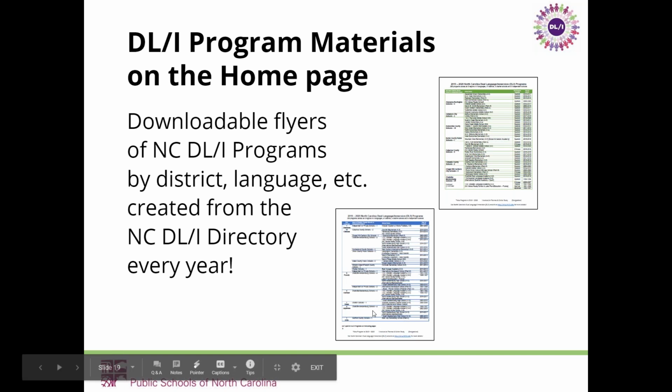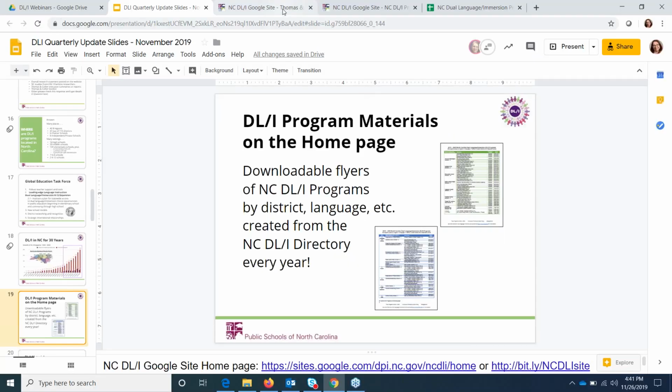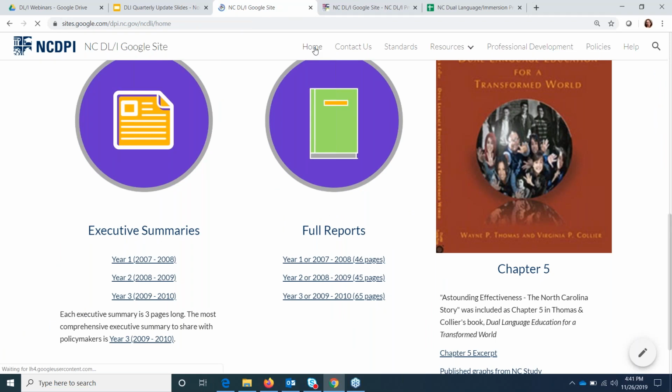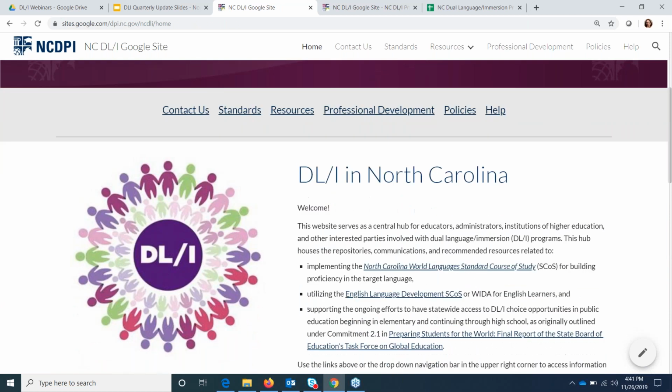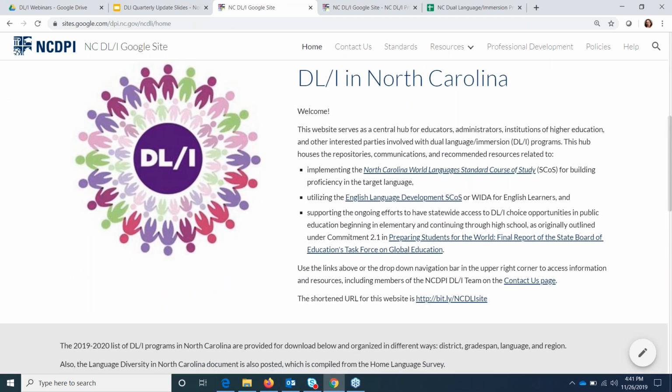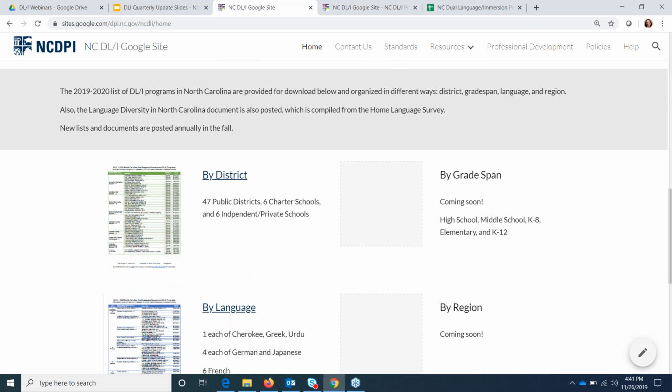So we're going to go out to the website and take a look at that. We're going to go directly out to the website, the main landing page, the home page. And if you've ever been on here before, you know that there's an overview of what DLI programs are. And as you scroll down, one of the first things you come to is our list of DLI programs for the school year. These lists and documents are updated and posted annually in the fall.